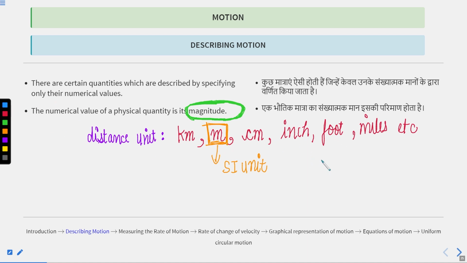You should know the relationship between kilometer to meter, meter to centimeter. So we know that 1 meter is equal to 100 centimeter and 1 kilometer is equal to, kilo means 1000 meter. So this is the relation between meter to centimeter, kilometer to meter. Clear, class? Is it clear to us?